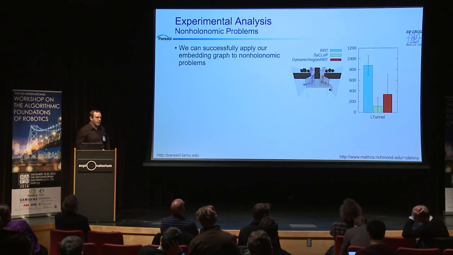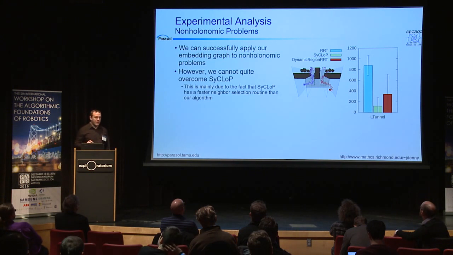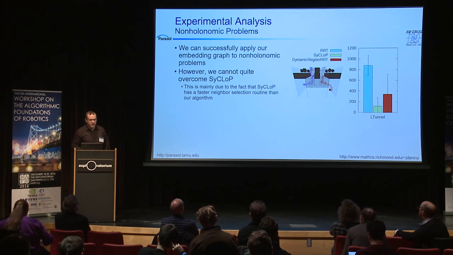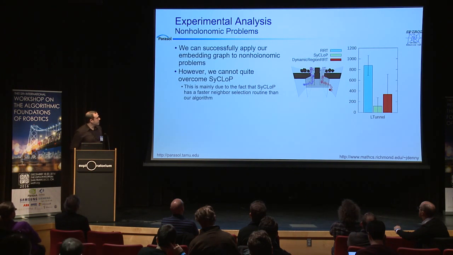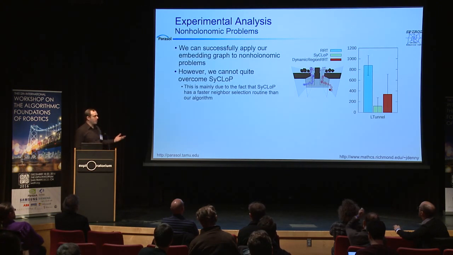Additionally, we looked at a non-holonomic problem, just to show that yes, we can apply this to that kind of domain. And here we're showing our planner, again in red. The unfortunate part of the story is we're not quite able to overcome the performance of Cyclop in the non-holonomic problems. Looking at the technical details, what we believe, and we're looking into this right now, is that Cyclop also introduces not just the workspace bias, but also a way to bias the neighborhood finding strategy. And so I think we can leverage that in our algorithm as well to possibly overcome this difference.